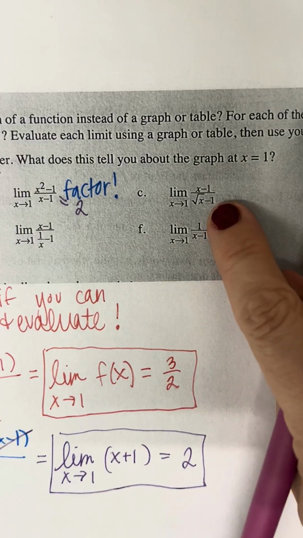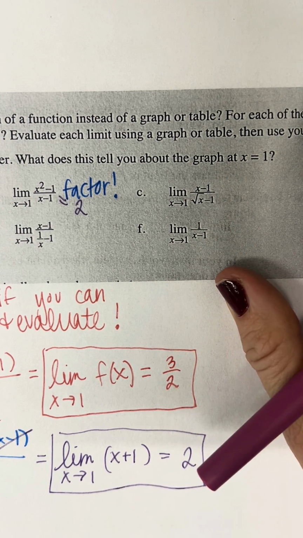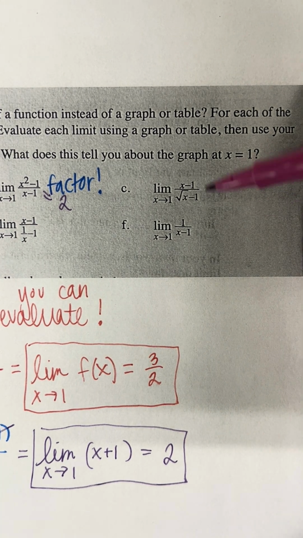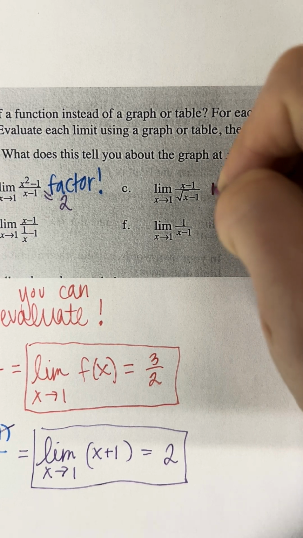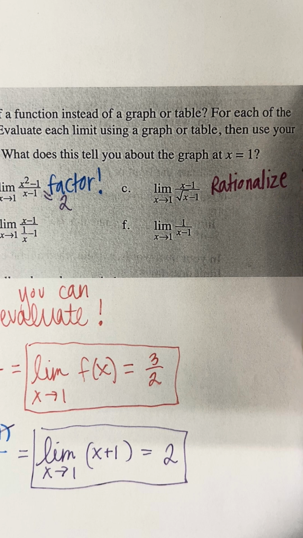We cannot directly substitute. Square root of 1 is 1, 1 minus 1, 0, boo. That's going to give us a 0 in the denominator, thus making it undefined, right? We cannot divide by 0. I also don't see anything I can factor. So this one is going to be an example where we have to rationalize to get rid of that radical.